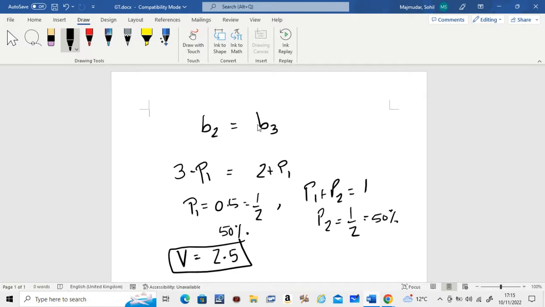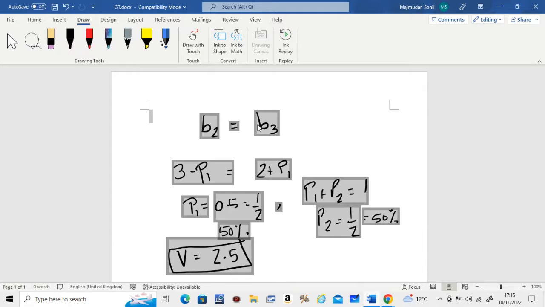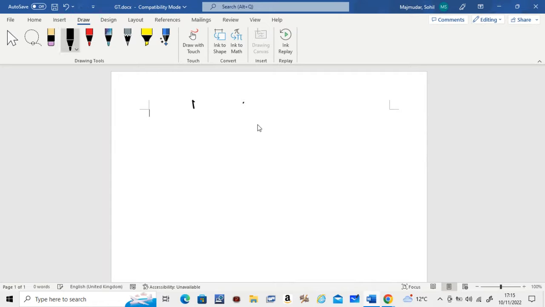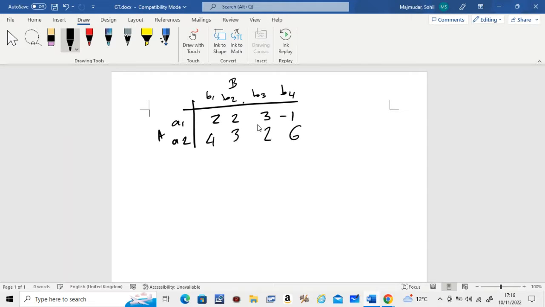Now we found the probabilities for player A, we need to find the probabilities for player B. We do it the same way. So let's see how to do that. Let me delete this. Let's go back to the matrix that we had. So this is player A, A1, A2, player B, B1, B2, B3, B4. This was the matrix 2, 2, 3, negative 1, 4, 3, 2, 6.